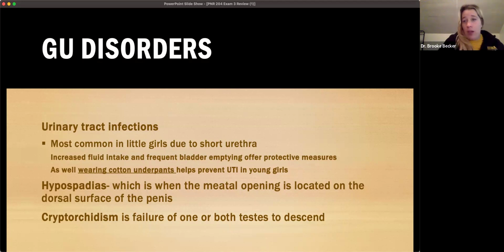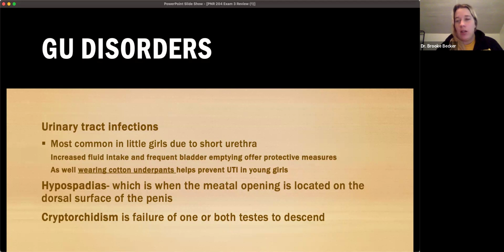Hypospadias is when the urethral meatus is located on the underside or the ventral surface of the penis. Epispadias is when it's on the dorsal side of the penis or the top side of the penis, okay? In these cases, these kids have surgery at 18 months or earlier, and they usually are not circumcised at birth because they're going to utilize that foreskin for their repair.